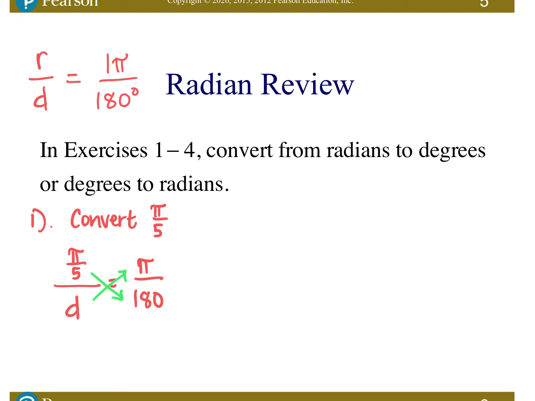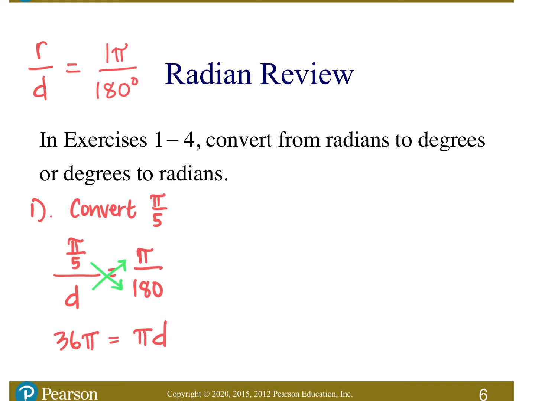All right, when we cross multiply, we get 36 pi equals pi d. And so if you want to know how many degrees it is, divide both sides by pi. And the pi's reduce away. So this is a 36 degree angle.